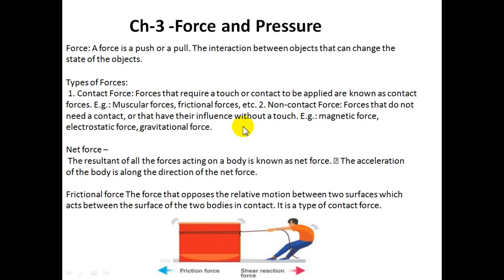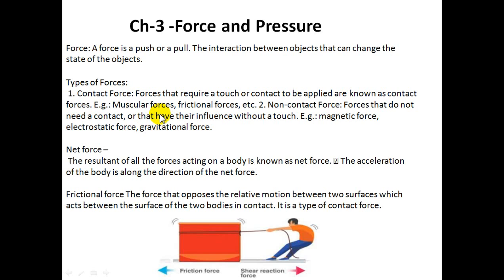What is force? Force is a push or a pull, the interaction between objects that can change the state of an object. So when you push or pull any object, the effort you apply on that object is called force. Okay, so a force is a push or a pull, the interaction between objects that can change the state of an object.